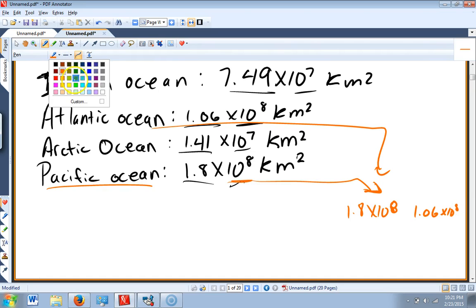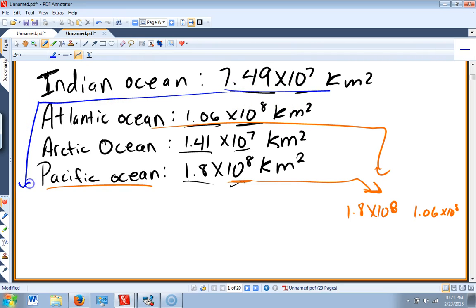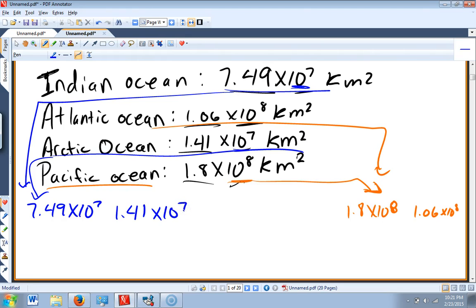Okay, that's on one side of the spectrum. And then on the other side of the spectrum, we have the Indian Ocean, which is going to go down here, and then the Arctic Ocean. Going to go down here because we have a 10 to the 7th and a 10 to the 7th. So the Indian Ocean is 7.49 times 10 to the 7th, and the Arctic Ocean is 1.41 times 10 to the 7th. So great, we have it at both ends of the spectrum, but now we need to actually put them in order. So our first step was to look at the power. We put the biggest powers on the right, and we put the littlest powers on the left.